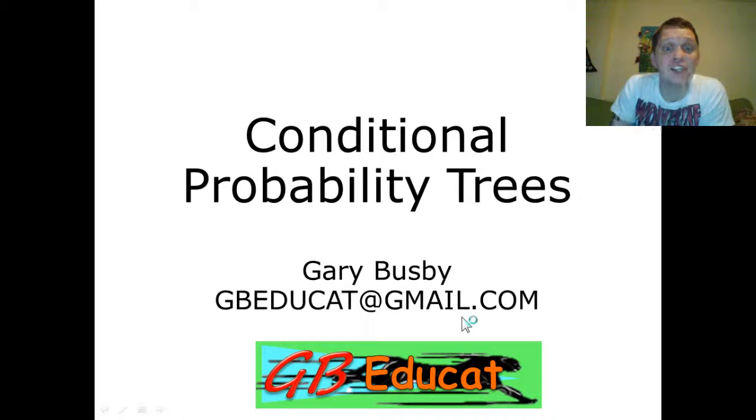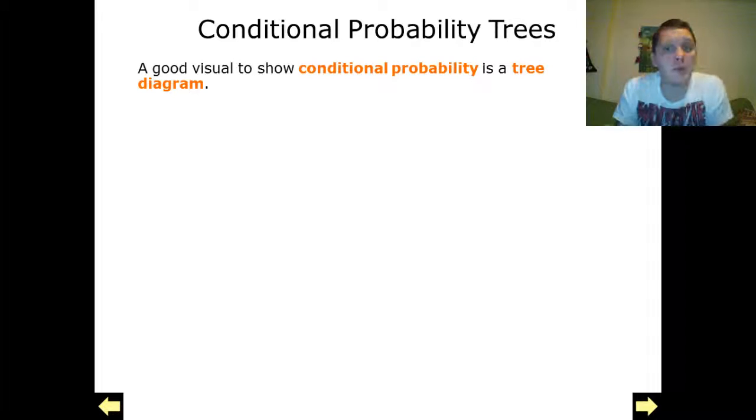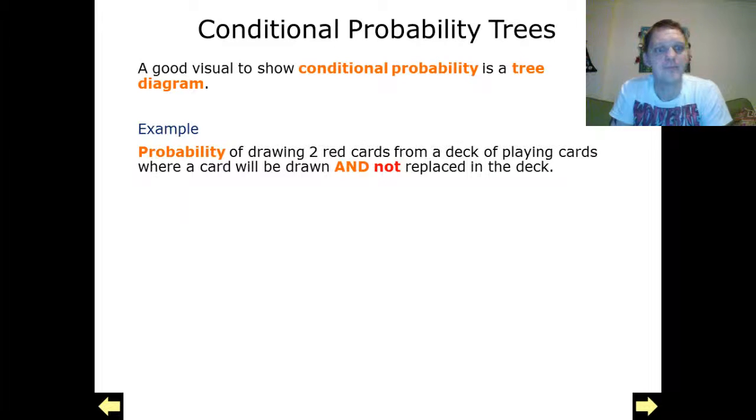Hi and welcome to today's session on conditional probability trees. So when we're talking about probability trees, we are talking about visually showing the probabilities using diagrams. And in this case, we are using the conditional probability, so where the probability is dependent on the probability of an event happening prior to this.